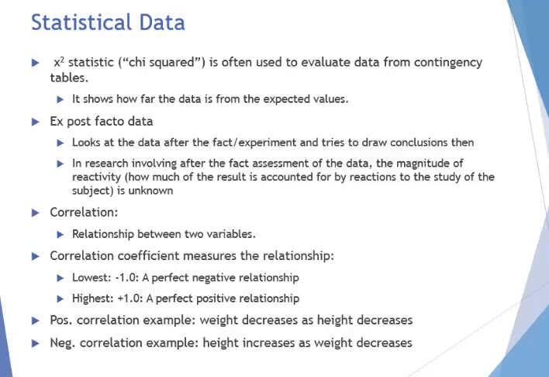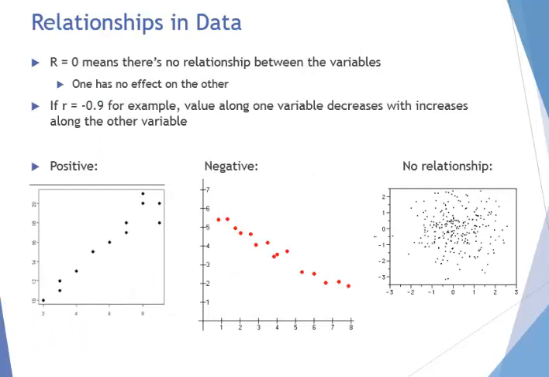As one thing increases, the other decreases would be a negative relationship, or you could have no relationship at all. Here are some examples. R equals 0. In other words, 1.0 is the highest, negative 1.0 is the lowest, and 0 means there's no relationship whatsoever. This is a positive correlation, a very strongly positive correlation. This is a negative correlation, not quite as strong as the positive correlation, but still pretty strong. And here there are data points all over the place. Obviously there's just no relationship. The data points are just kind of random all over the place. There's no particular line, there's no particular trend for this chart.